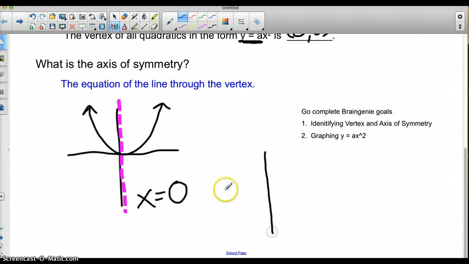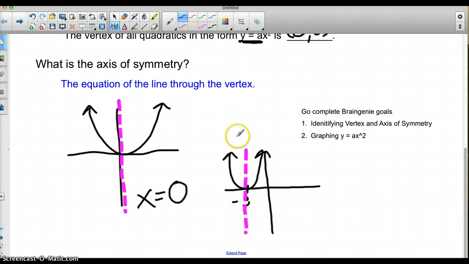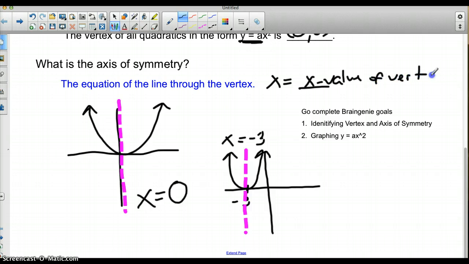If I have a graph here where I draw the axis of symmetry over the parabola, and I tell you that this is the ordered pair (-3, ...), my axis of symmetry goes through that vertex. And my axis of symmetry equation is going to be x equals -3. Your equation of the line through the vertex is always going to be x equals some number. It's going to have whatever the vertex value is. So it's the x value of your vertex.